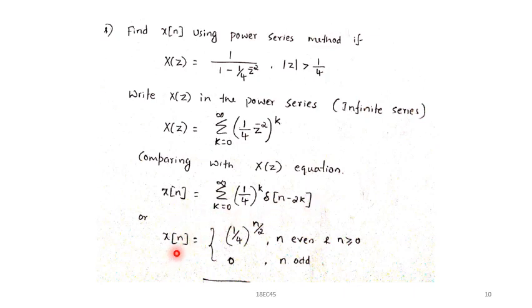Or I can write this as x of n is equal to 1 by 4 to the power n by 2, with n even and n greater than or equal to 0. For n less than 0, the answer is 0. For n greater than or equal to 0 and n even, you'll get 1 by 4 to the power n by 2. And it's 0 for n odd. So this is the answer. One more way to represent x of n, or you can write x of n is equal to this particular equation. So this is the Z transform of different signals using the power series expansion method.